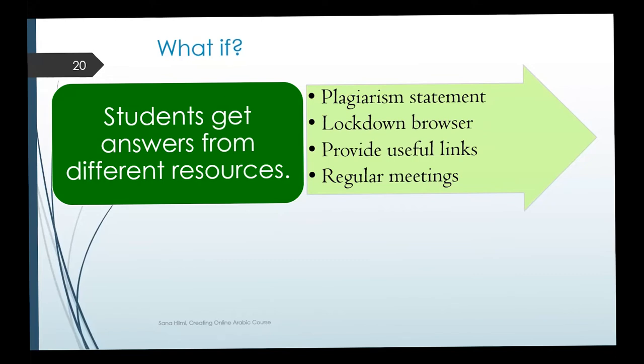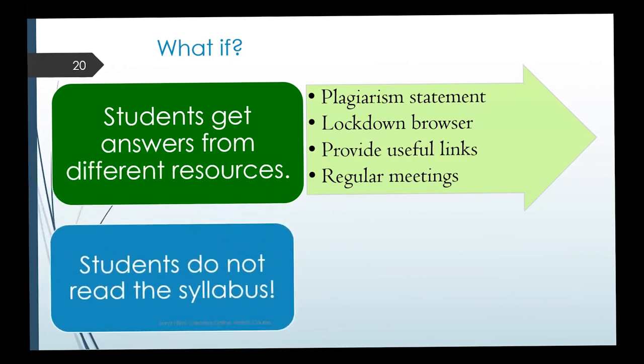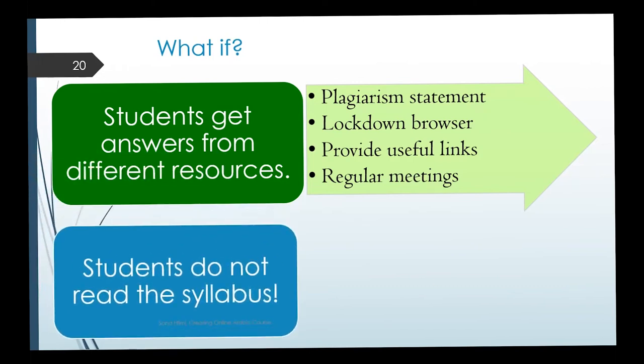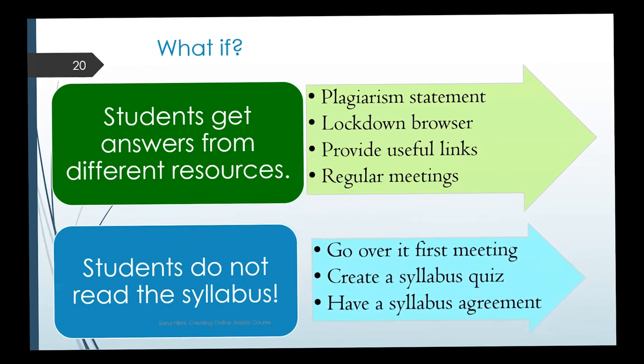If you have regular meetings, then they really don't need to look for somebody else to answer their questions. I don't think you want to give your personal phone number, but if you can give them your office number and you are around in the office, that would be great. It's really a good idea to check your email regularly and meet students regularly so they don't have an excuse of, I didn't know where to go. And students do have a lot of interesting excuses.